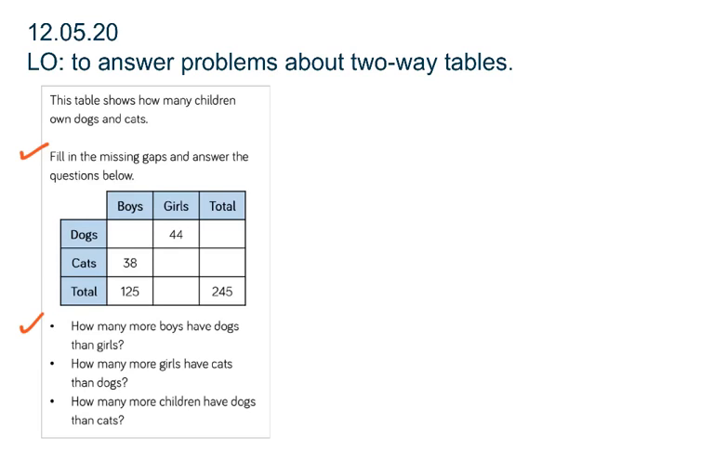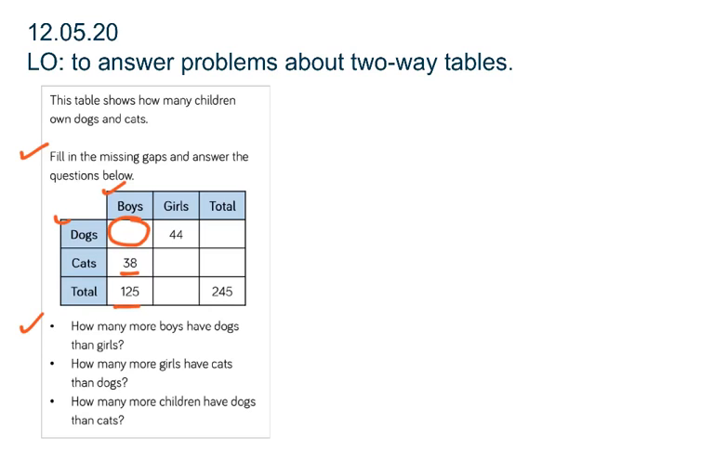All right, so let's have a look at this missing value here. We want to know how many boys own dogs. We can see that there's a total in the boys column of 125. That's going to be really useful for us, and we can see that out of that 125 boys, 38 of the pets owned by the boys are cats. So what we've got to figure out is the difference. What's that other value? What do I need to add to 38 to make 125?